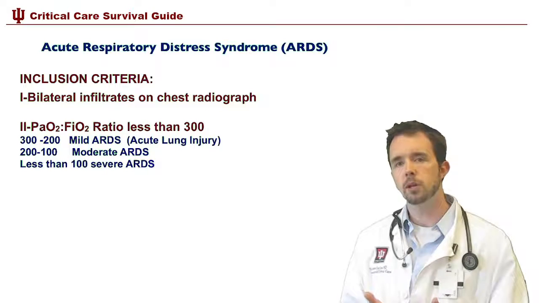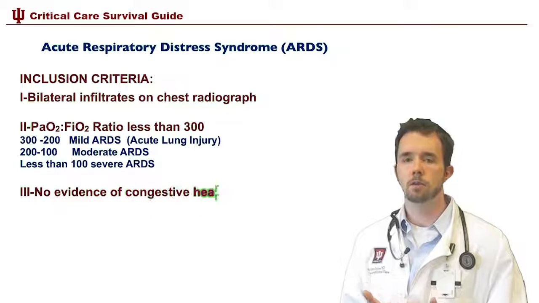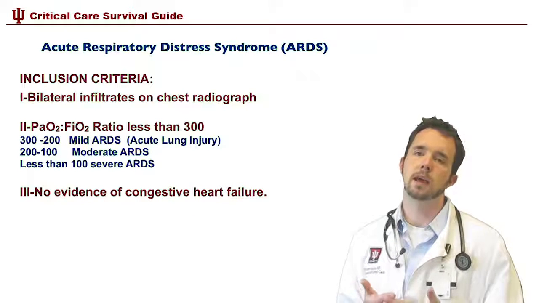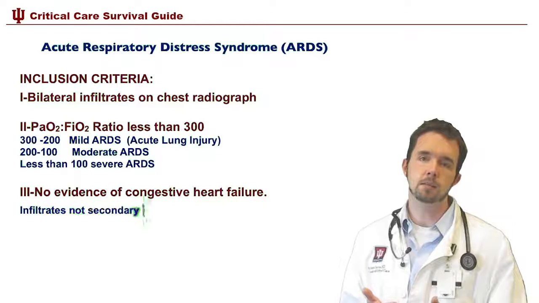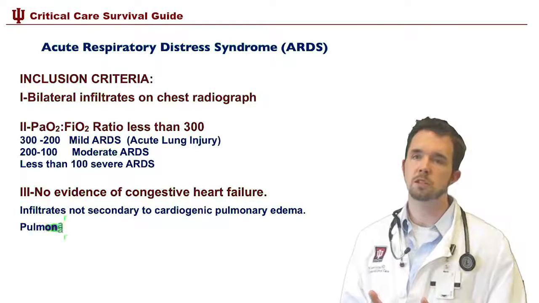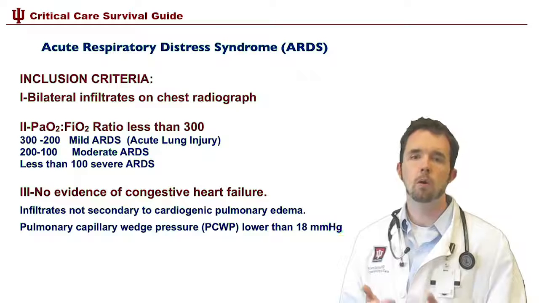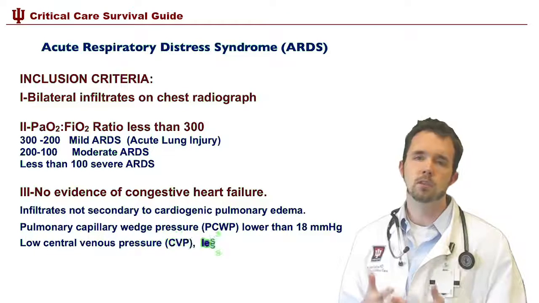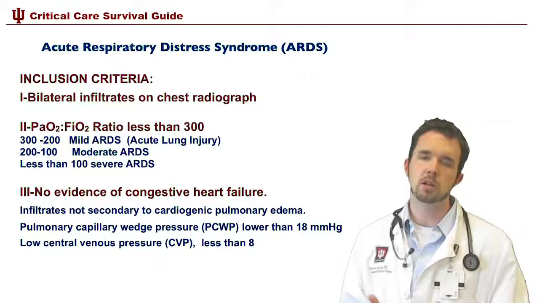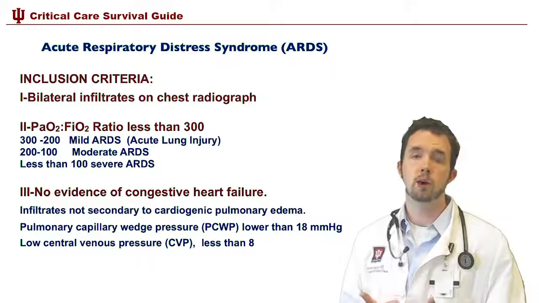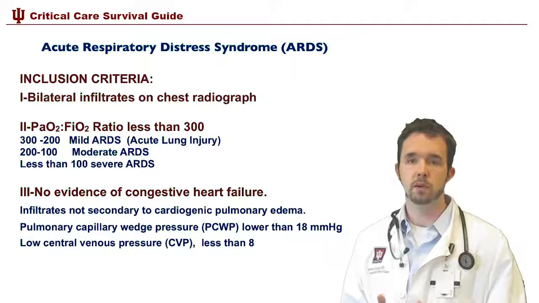The third criteria we look for in diagnosing this syndrome is a lack of heart failure. That means that there is a low pulmonary capillary wedge pressure less than 18, or a low central venous pressure less than 8, or a low BNP. It's also acceptable to use standard clinical criteria such as clinical exam and imaging to help to rule out left heart failure as the cause of the bilateral infiltrates.